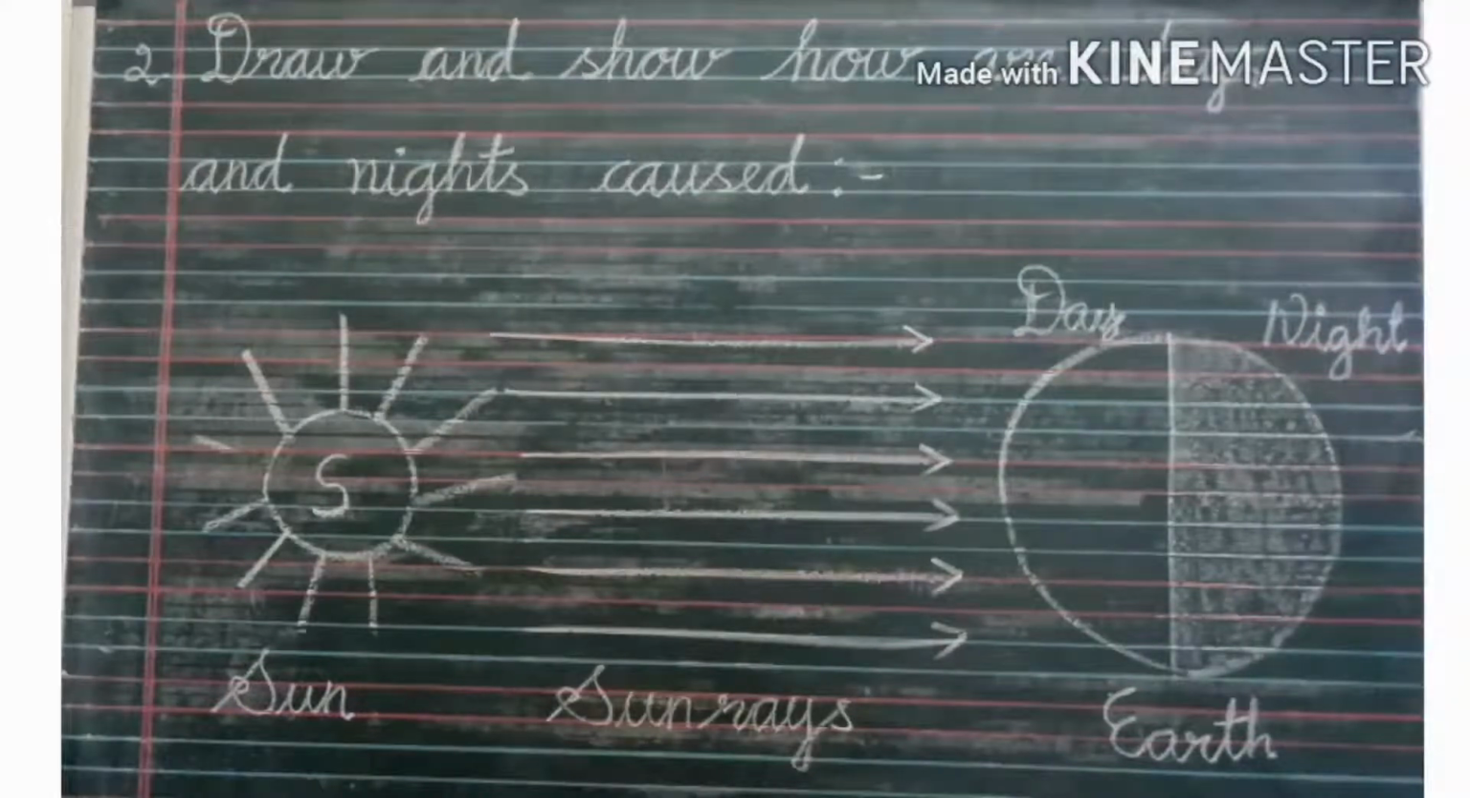So you have to draw sun and sun rays and the earth. So the face on the earth facing the sun will get day, and the other part is called night. Clear, children? Yes. This is because of the rotation of the earth.